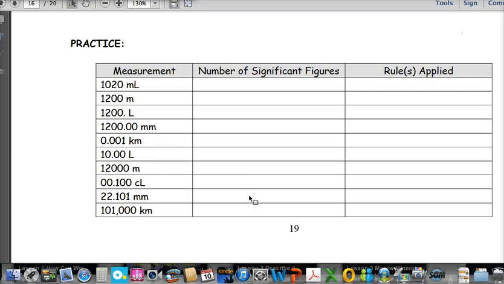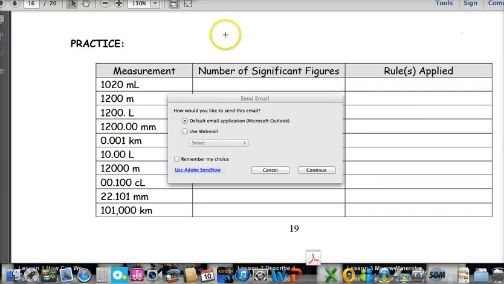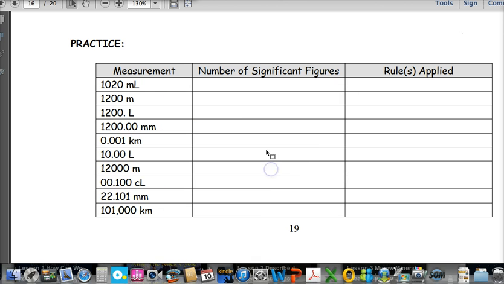So here are a few to practice, and let me see if I can get the pen to work. Probably not, but we'll give it a shot. Okay, here we go. I don't know what that is. It's thunder. Get rid of this. Where that came from.